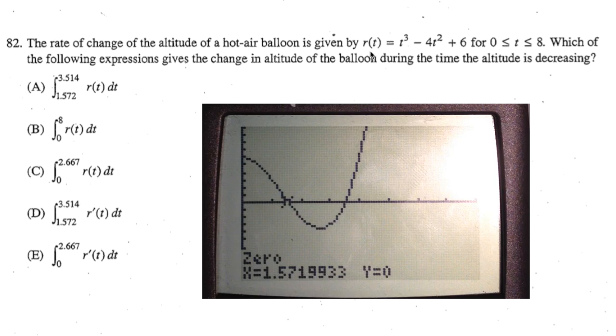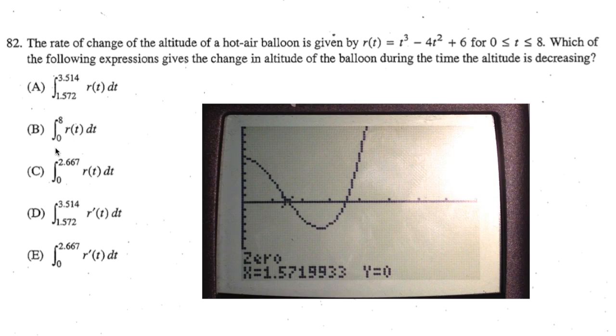To find the change in altitude during that time, we just write out our integral. It would be from 1.572 to 3.514 of r of t dt, and that is where we would find the change in altitude. Since it's just asking for the expression, you don't have to solve it or plug it into your calculator. All you have to do is write out the expression, which we're going to see is A.